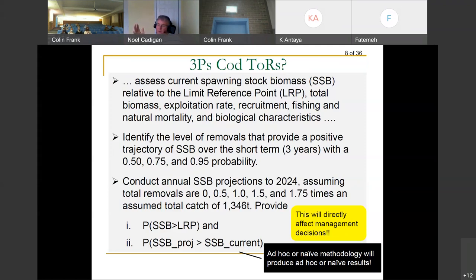And this is the information that will directly affect management decisions. So for managers, you really need to hone in on what will be the specific impacts of quota options you might consider in the next few years. And I would say that these probability calculations are not trivial or free, so we have to be careful how we do all of this. Ad hoc or naive methodology will produce ad hoc or naive results.